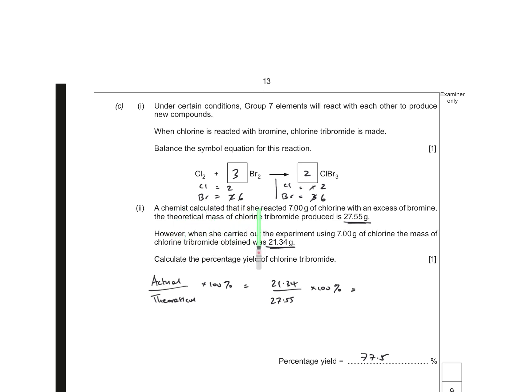A chemist calculated that if she reacted 7 grams of chlorine with an excess of bromine, the theoretical mass of chlorine tribromide produced is 27.55. However, when she carried out the experiment using 7 grams of chlorine, the mass of chlorine obtained was 21.34 grams. Calculate the percentage yield of chlorine tribromide. So I'm going to do my actual divided by my theoretical times 100. So I do 21.34 divided by 27.55 times 100 to give me 77.5.